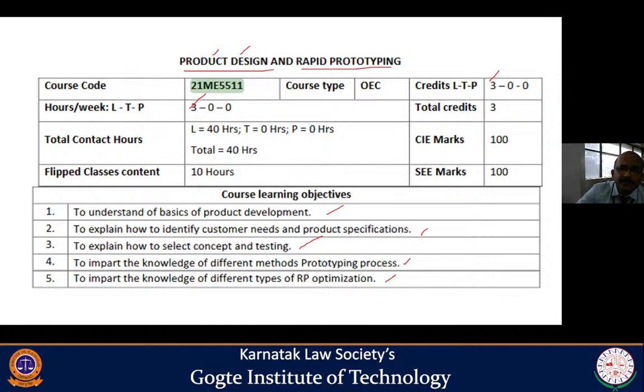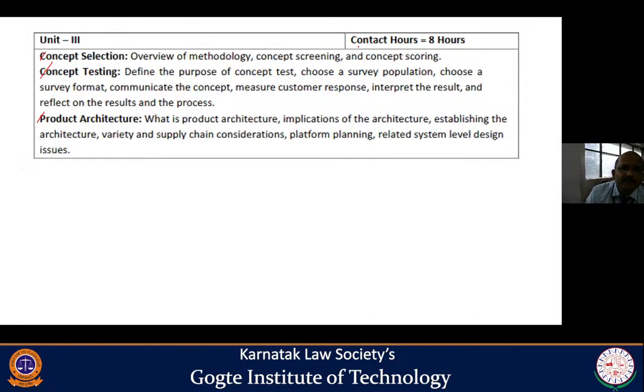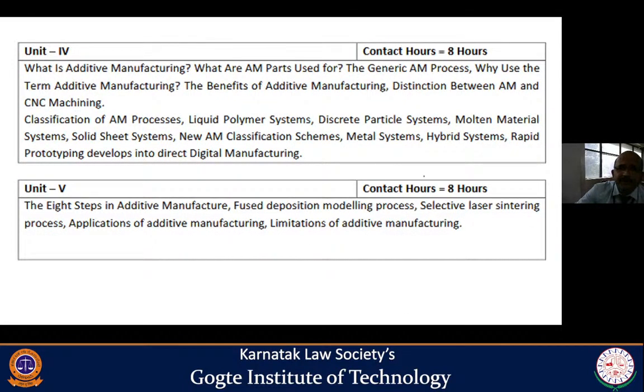Then the last 2 units, unit number 4 and unit number 5, are with respect to rapid prototyping. Unit 4 and unit 5 are also of 8 hours each. In unit 4 we are going to deal with what is meant by additive manufacturing. We are going to study in detail what is additive manufacturing, then classification of the additive manufacturing processes. So that we are going to study in unit number 4, and unit number 5 is also related to rapid prototyping or additive manufacturing, and what are the applications of additive manufacturing, limitations, advantages, and so on.